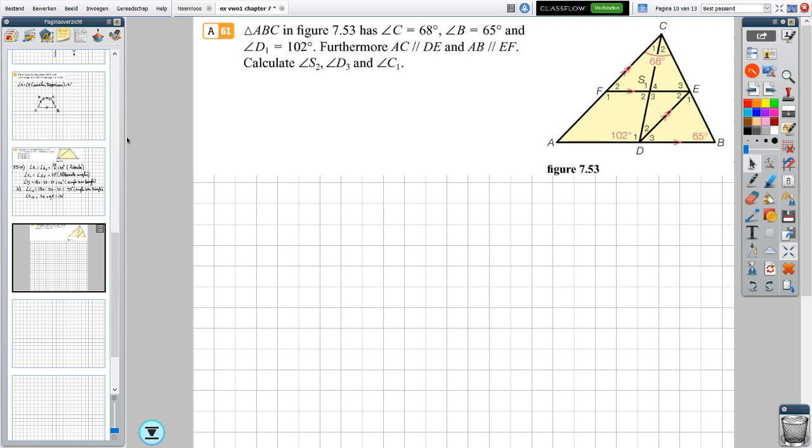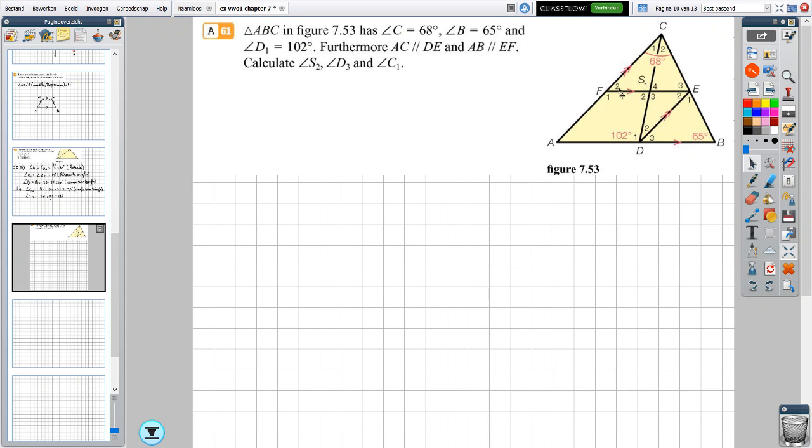And that's also what I'm going to say before I'm going to elaborate this exercise. I'm going to do it a certain way, which I see. I'm going to use mostly corresponding angles, but there are a lot of possibilities for alternate angles here as well. And therefore there are many different ways how we can calculate the angles that they want us to calculate, right? Which are angles S2, D3 and C1.